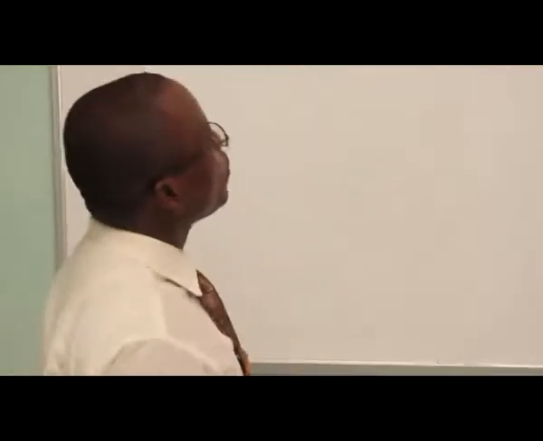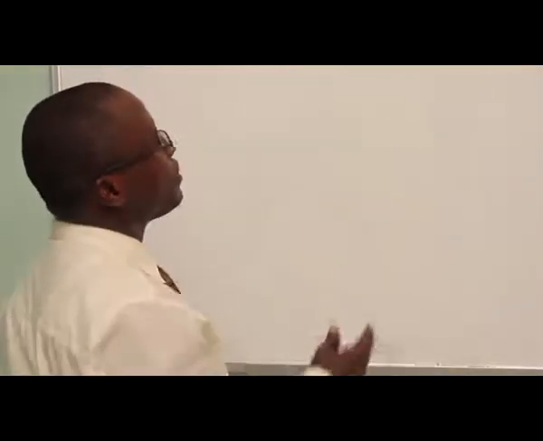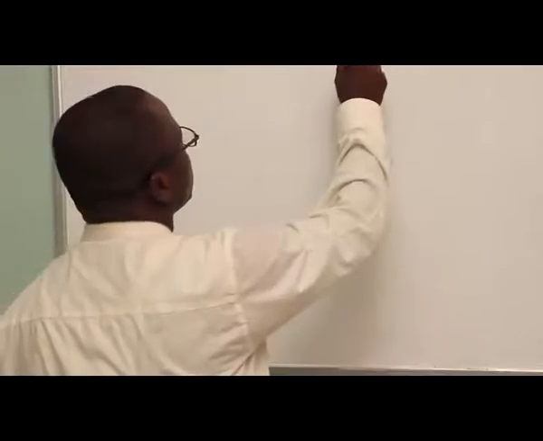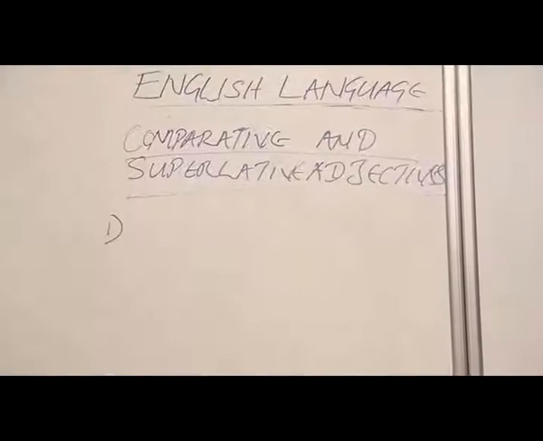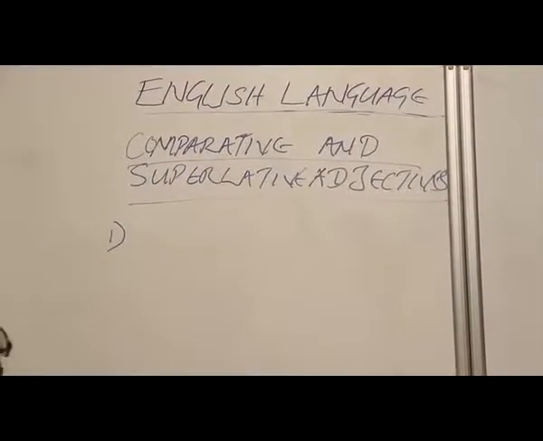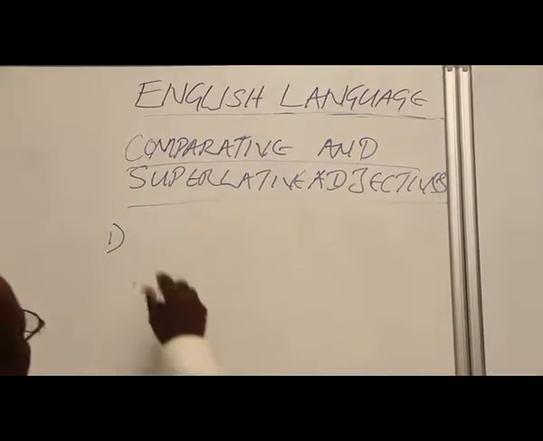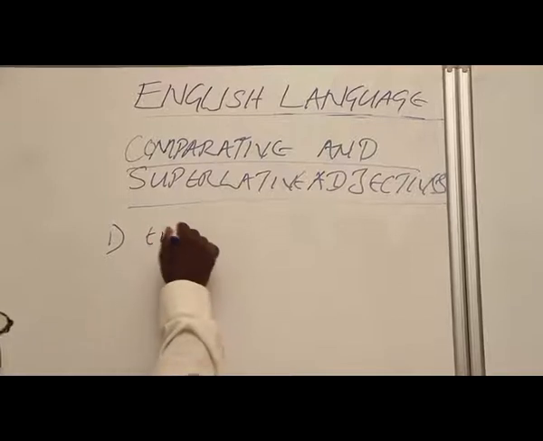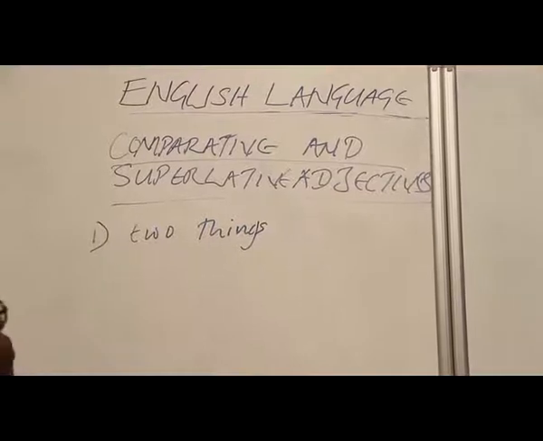So the question is, what is the rule that we use to form comparative and superlative adjectives? Now, we have the base adjective, particularly adjectives of quality. This base adjective can be turned into a comparative adjective. We talk about comparative adjectives when we are comparing two things.